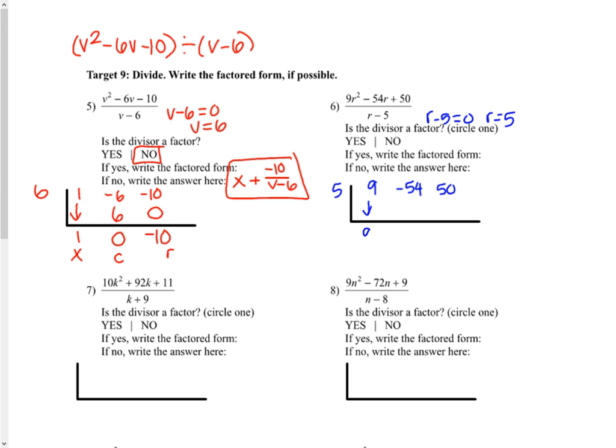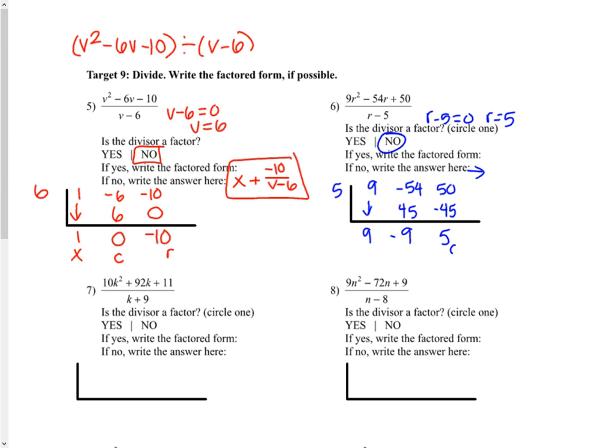Drop your 9. 9 times 5 is 45. -54 plus 45 is -9. -9 times 5 is -45. 50 minus 45 is 5. Again, it is not a factor, so we need to write our answer.